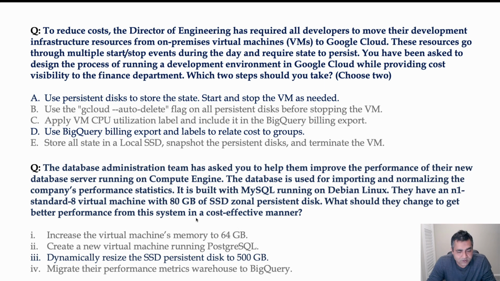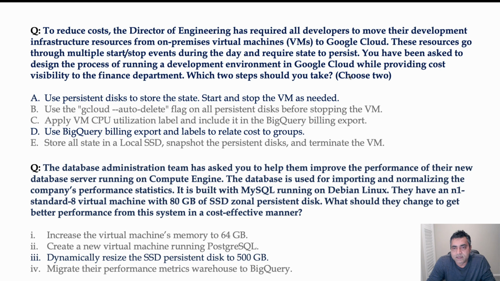Let's look at the next question. To reduce cost, the director of engineering has required all developers to move their development infrastructure resources from on-premises virtual machines to Google Cloud. These resources go through multiple start-stop events during the day and require a state to persist. You have been asked to design the process of running a development environment in Google Cloud while providing cost visibility to the finance department. Which two steps should you take?